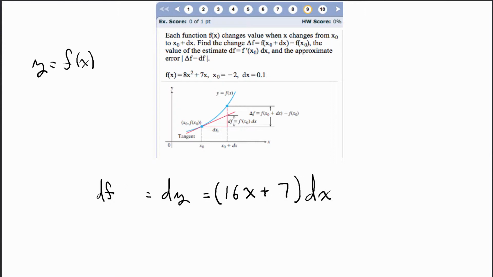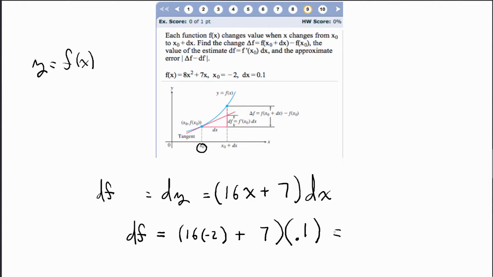Okay, so let's see what we have here. Now in this situation we're interested at the point x naught. So I'm going to write down df is exactly equal to, in this case, at the point x naught equals minus 2, so we get 16 times minus 2, plus 7, and then times our dx, the change in x, which is 0.1. So notice that in a sense dy is a function of dx and x, so that's our dy.